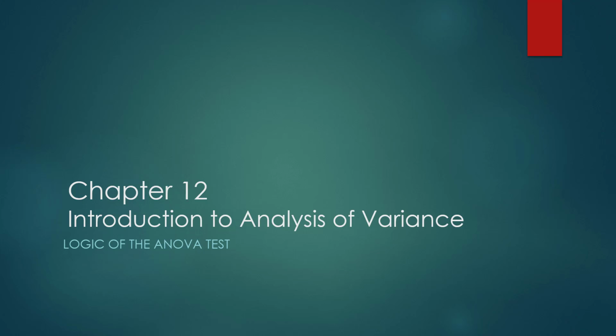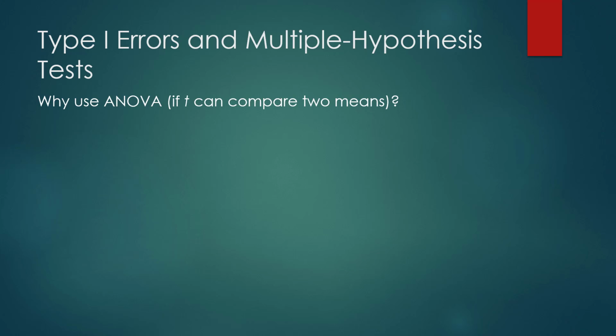In this video, we'll discuss the logic of the ANOVA test and a little bit more about that experiment-wise error. So again, the question in the last video is why use an ANOVA if a t-test can compare two means? A t-test gives us a type 1 error for each t-test, and that's alpha. That type 1 error is the false positive, when the null hypothesis really was true, but you reject that null hypothesis.